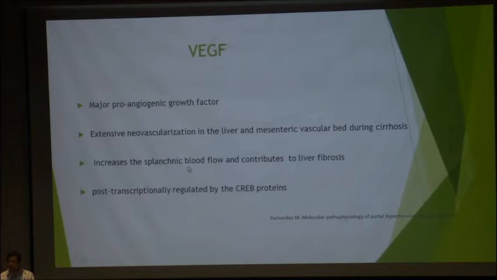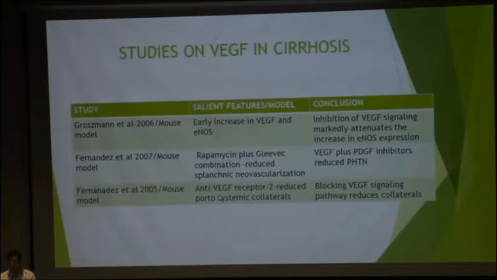It causes an increase in the splanchnic blood flow, contributes to liver fibrosis, and is regulated by the Krebs proteins. Now, some of the studies on cirrhosis date back to almost 2004 and 2005, and most of these were based on animal models. And all of them have shown that cirrhosis per se, or liver fibrosis, causes an increase in VEGF, regulating the expression of nitric oxide levels.